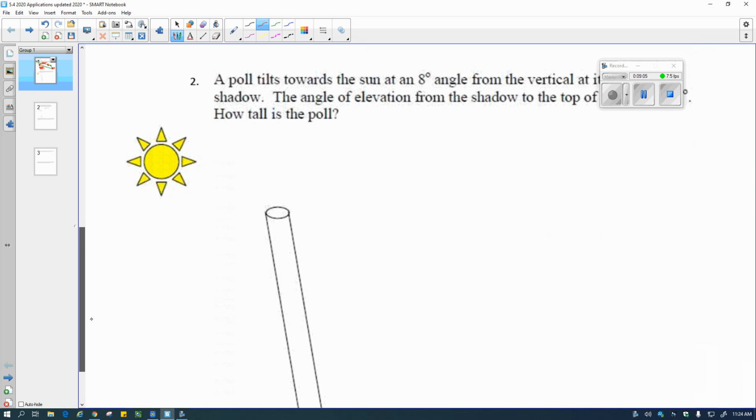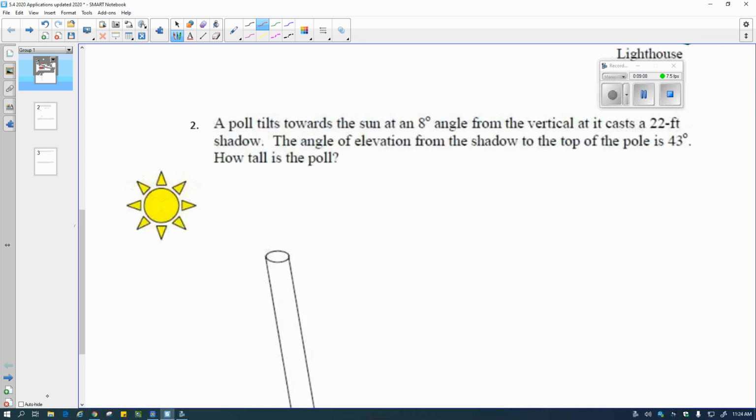Problem number 2 is another one. I think these are problems that you've done in geometry often, where you have the light pole and the shadow. So in this particular problem, my light pole's not standing straight up. It's sort of tipped a little bit. And in fact, from vertical, it's tipped 8 degrees. So a pole tilts towards the sun at an 8-degree angle from the vertical, and it casts a 22-foot shadow. The angle of elevation from the shadow to the top of the pole is 43 degrees. How tall is the pole?